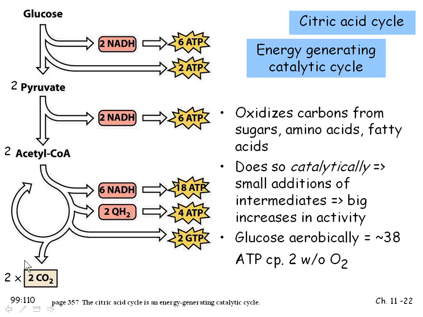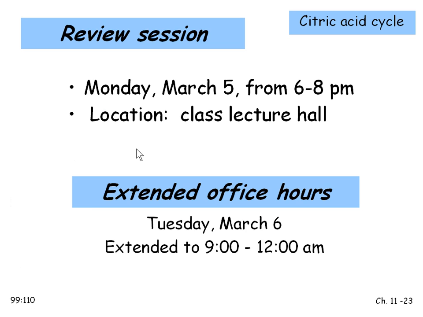And then this is where the CO2 comes off. So the 2 carbons are fed in at the level of acetyl-CoA, and 2 carbon dioxides come off. As a catabolic pathway, it has completely burned up the carbons that were put in the form of acetyl-CoA. So that's the citric acid cycle, thinking of it as a catabolic pathway.